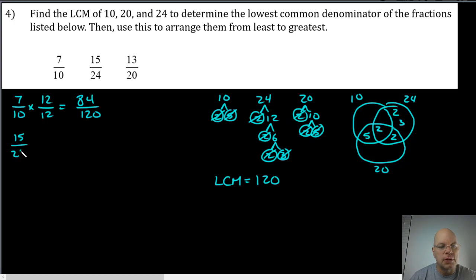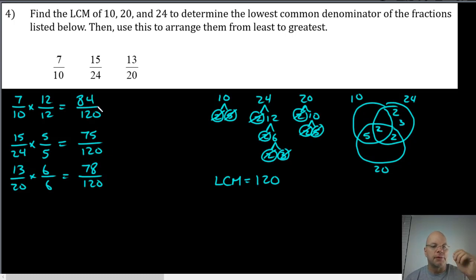15 24ths multiplied by, if you're not sure what to multiply by, look at the Venn diagram. This is 24, so you look at everything outside of the 24 circle, it's just a 5. So 24 multiplied by 5 must be 120, because that's how we found the LCM in the first place, by multiplying all these prime factors together. If I multiply by 5 fifths, this is 75 120ths, and then the 13 20ths, we'll multiply that by 6 sixths, and that's 78 120ths.